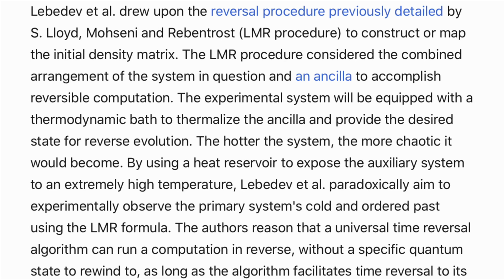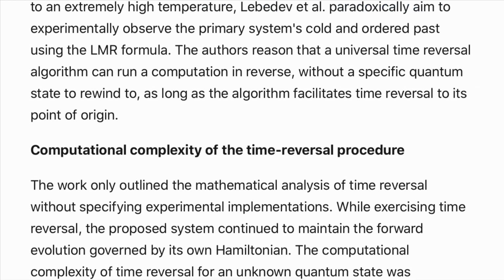The hotter the system, the more chaotic it would become. By using a heat reservoir to expose the auxiliary system to an extremely high temperature, Lebedev et al. paradoxically aim to experimentally observe the primary system's cold and ordered past using the LMR formula. The authors reason that a universal time reversal algorithm can run a computation in reverse without a specific quantum state to rewind to, as long as the algorithm facilitates time reversal to its point of origin.